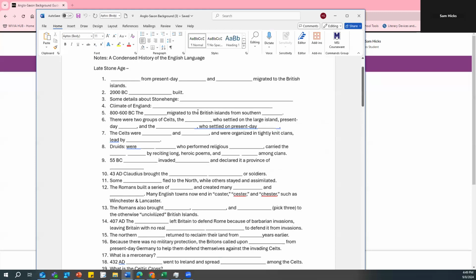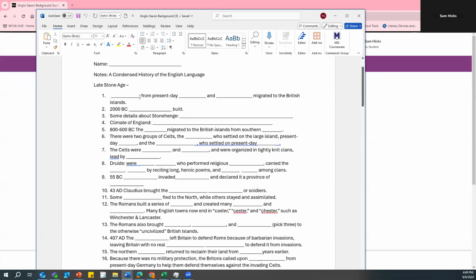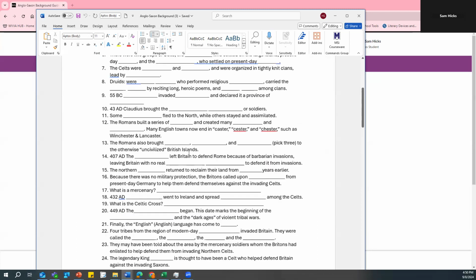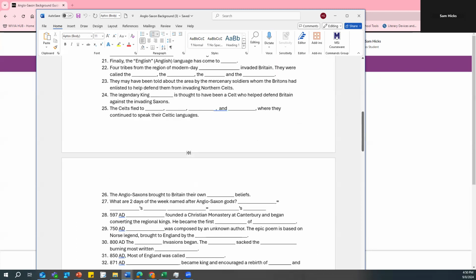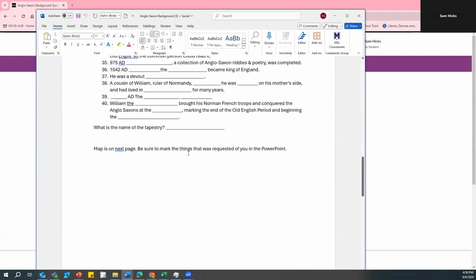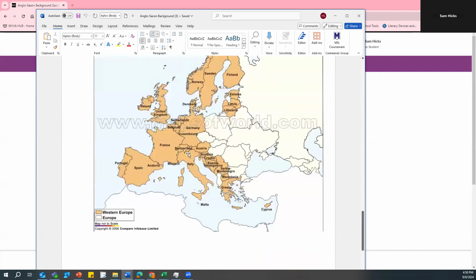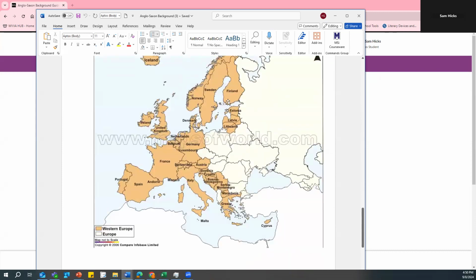As you answer these questions, please put your answers in red or blue ink. And we will be working with this map.